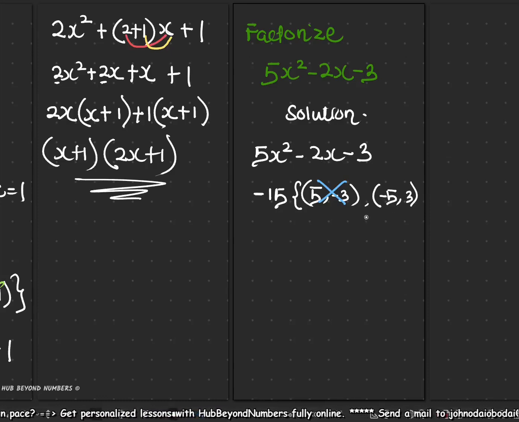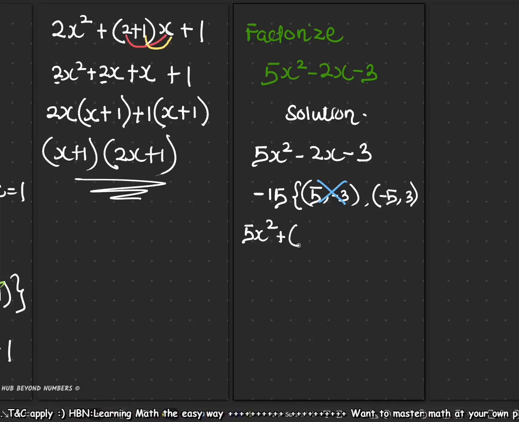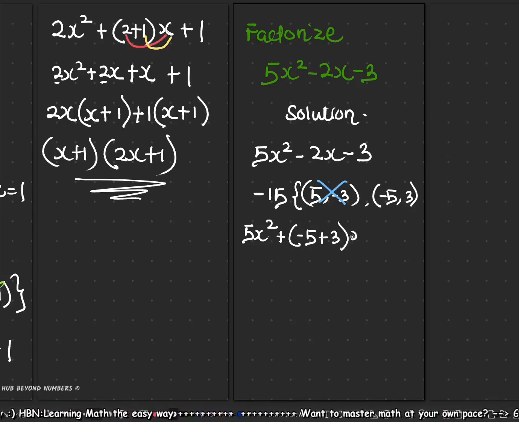You see? So if that is the case, instead of negative 2, we are going to substitute the negative 2 with what? Negative 5 and then 3. So how do we do that? We write our 5x squared. Then instead of the negative 2, we are going to substitute negative 2 with negative 5 plus 3. So since we'll be putting it in a bracket, let me just bring my plus. Then negative 5 plus 3, then our x comes outside. Then we have our minus 3.